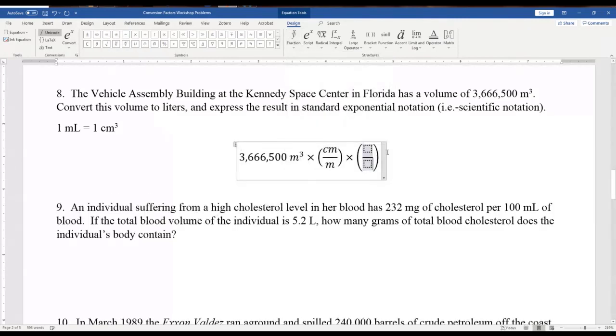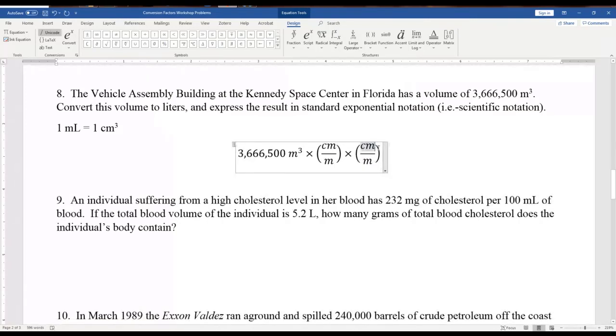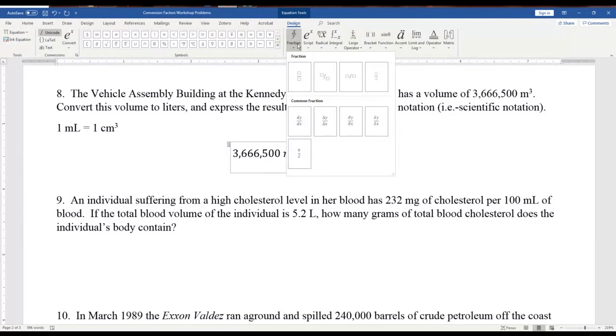But here's the thing. I can't just do this once. There's two things that I can do here. I can cube the entire conversion factor, which is certainly fine to do, or I can just repeat the conversion factor 3 times. Because I think it's a little bit easier to see calculation-wise, I'm just going to repeat the conversion factor 3 times.